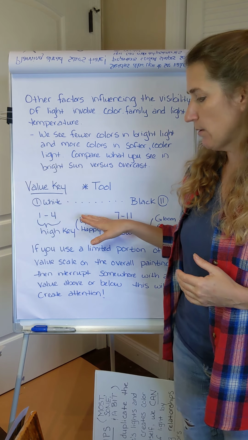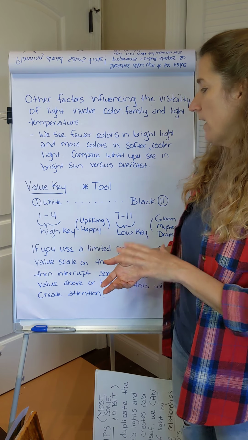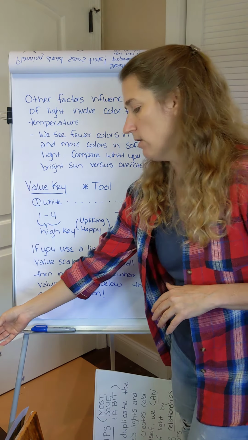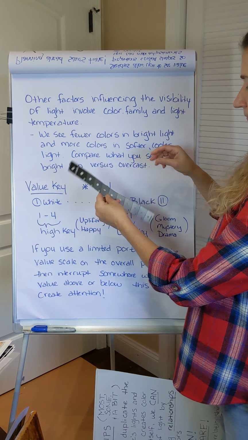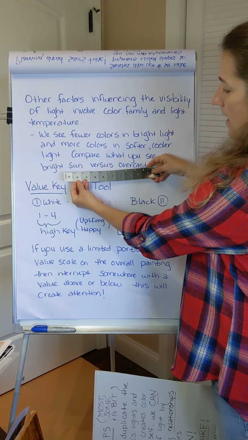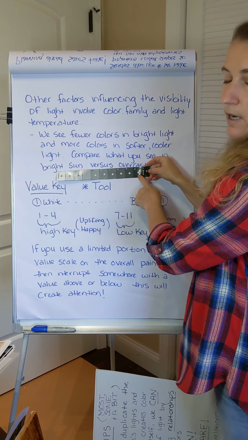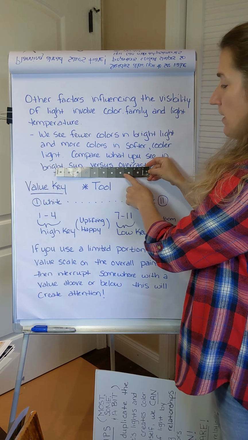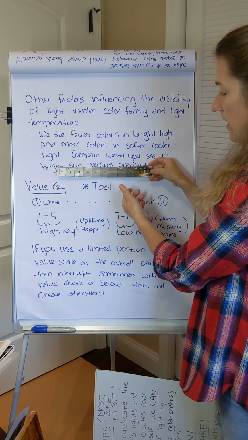We're going to talk a little bit about how we figure out what values are. We have a few tools, and one of them is simply a value key. A value key has white to black and usually different numbers of grays in between. They can be anywhere; some value keys are only 9. This one actually is 11.